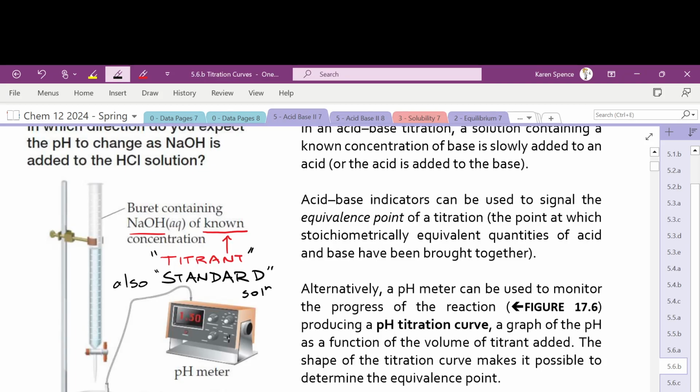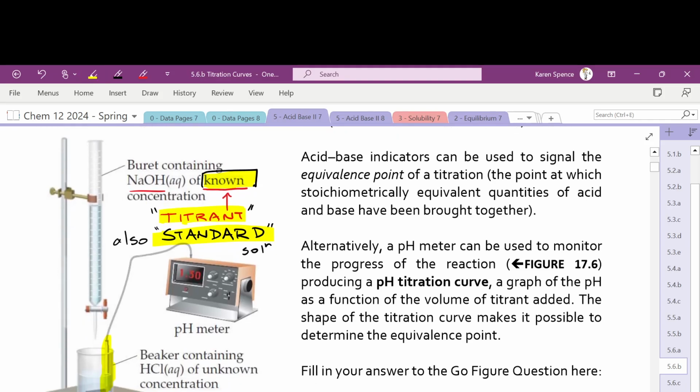So, known concentration is the titrant or the standard. And what we're going to do here that's a little bit different than what you did in your titration lab, you just went along and watched until it changed color, yes? This one, we're actually going to stick a pH meter in it. Okay? And there's a stirring bar at the bottom, so it'll just keep stirring for you.